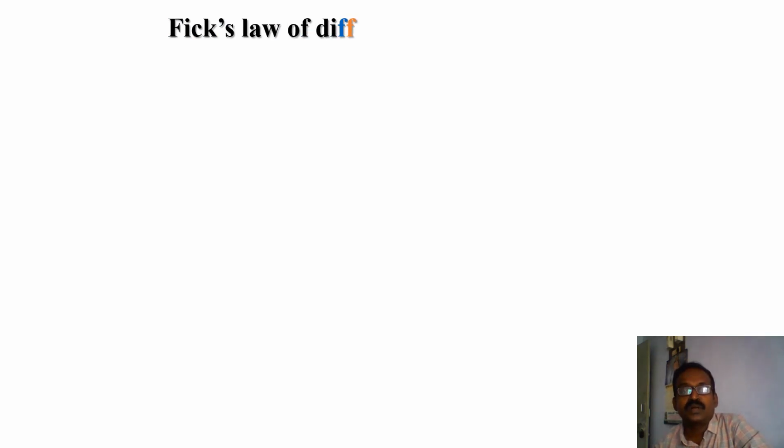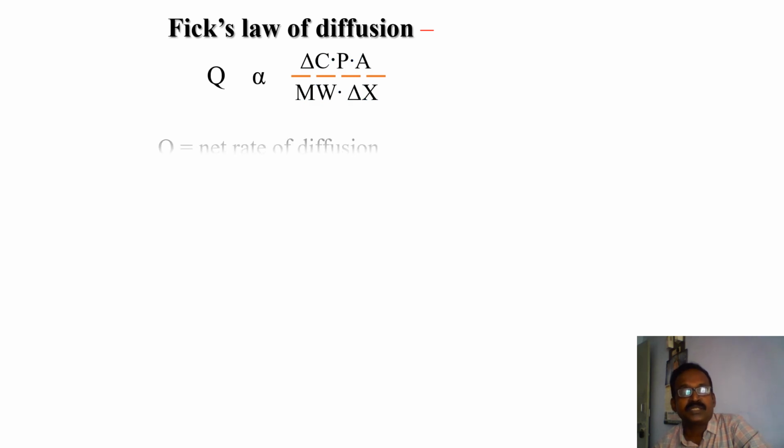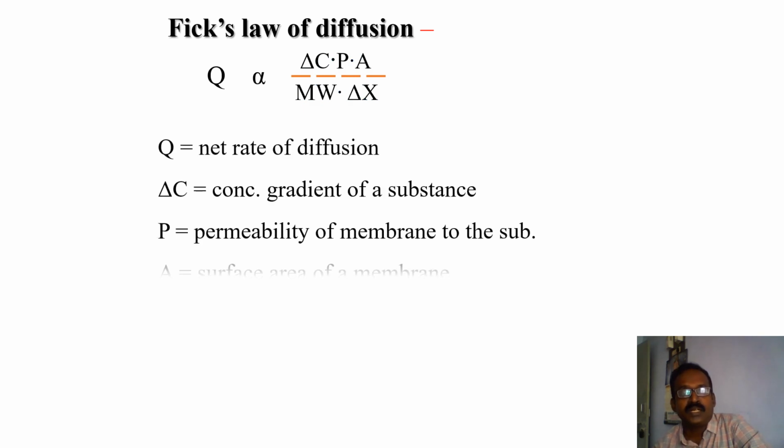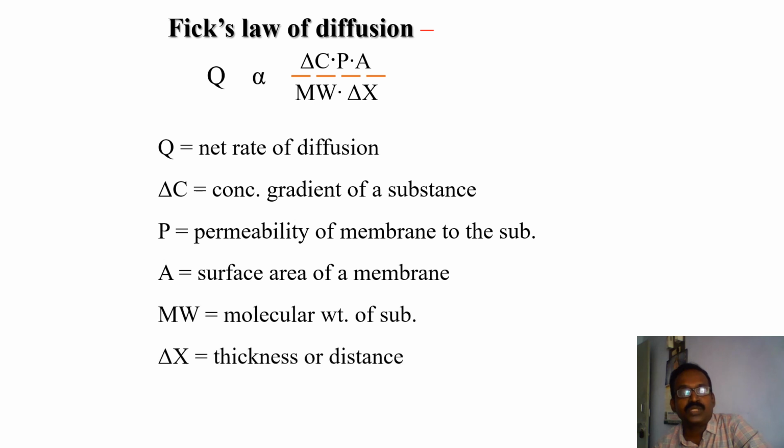Fick's law of diffusion: the net rate of diffusion is directly proportional to the concentration gradient of the substance, the permeability of the membrane to the substance, and the surface area of the membrane, and inversely proportional to the molecular weight of the substance and the thickness of the cell membrane.